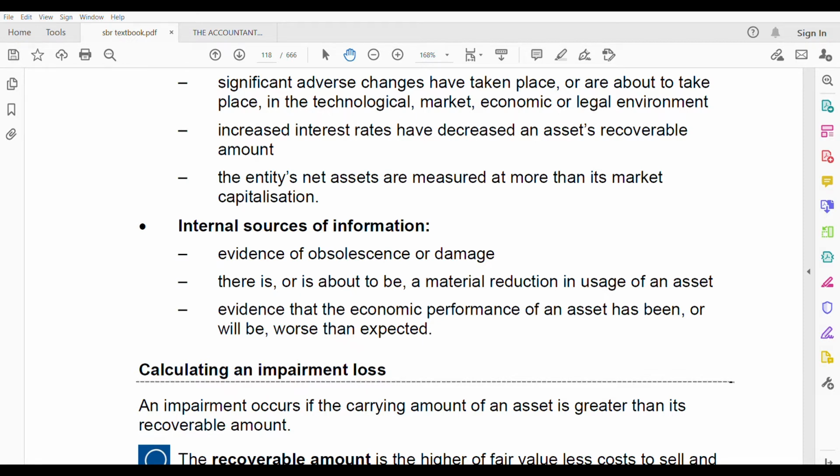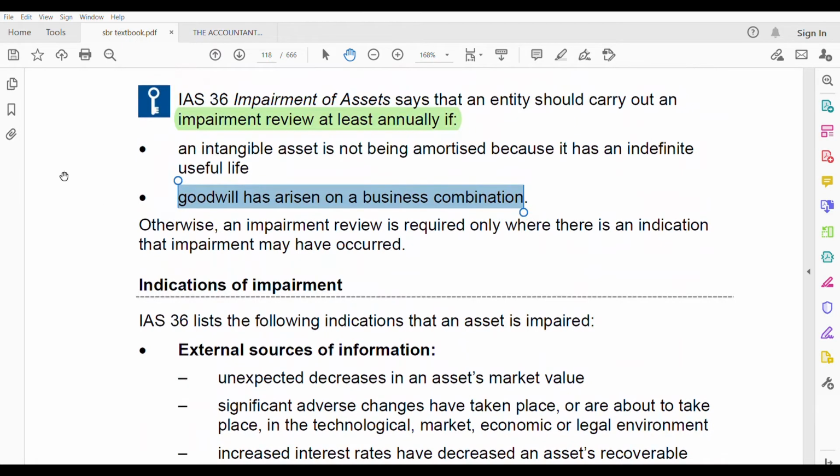But if it is these 2 points, goodwill that has arisen on business combination as well as an intangible that has an indefinite useful life, then whether these internal or external factors are there or not, you still need to carry out an impairment review annually.